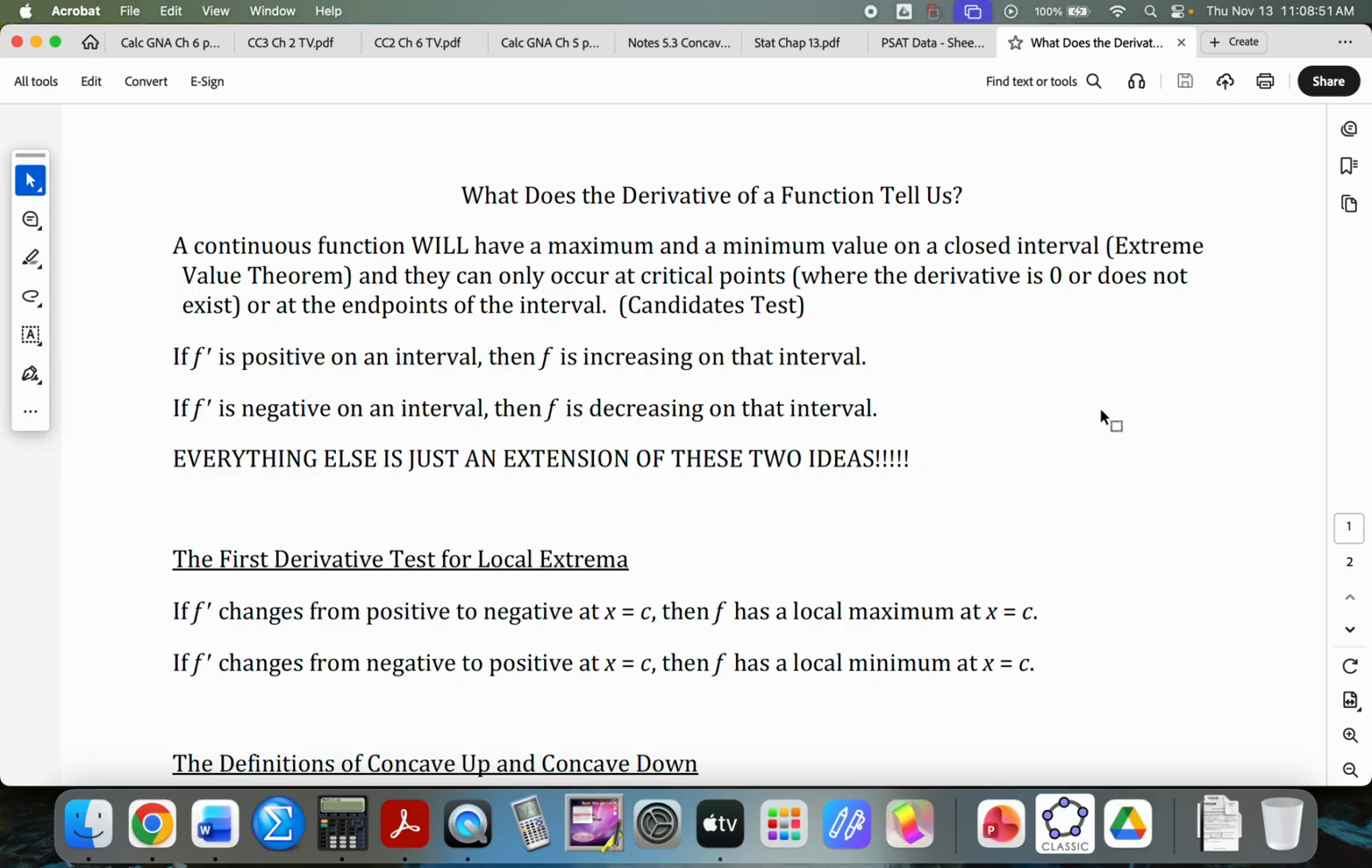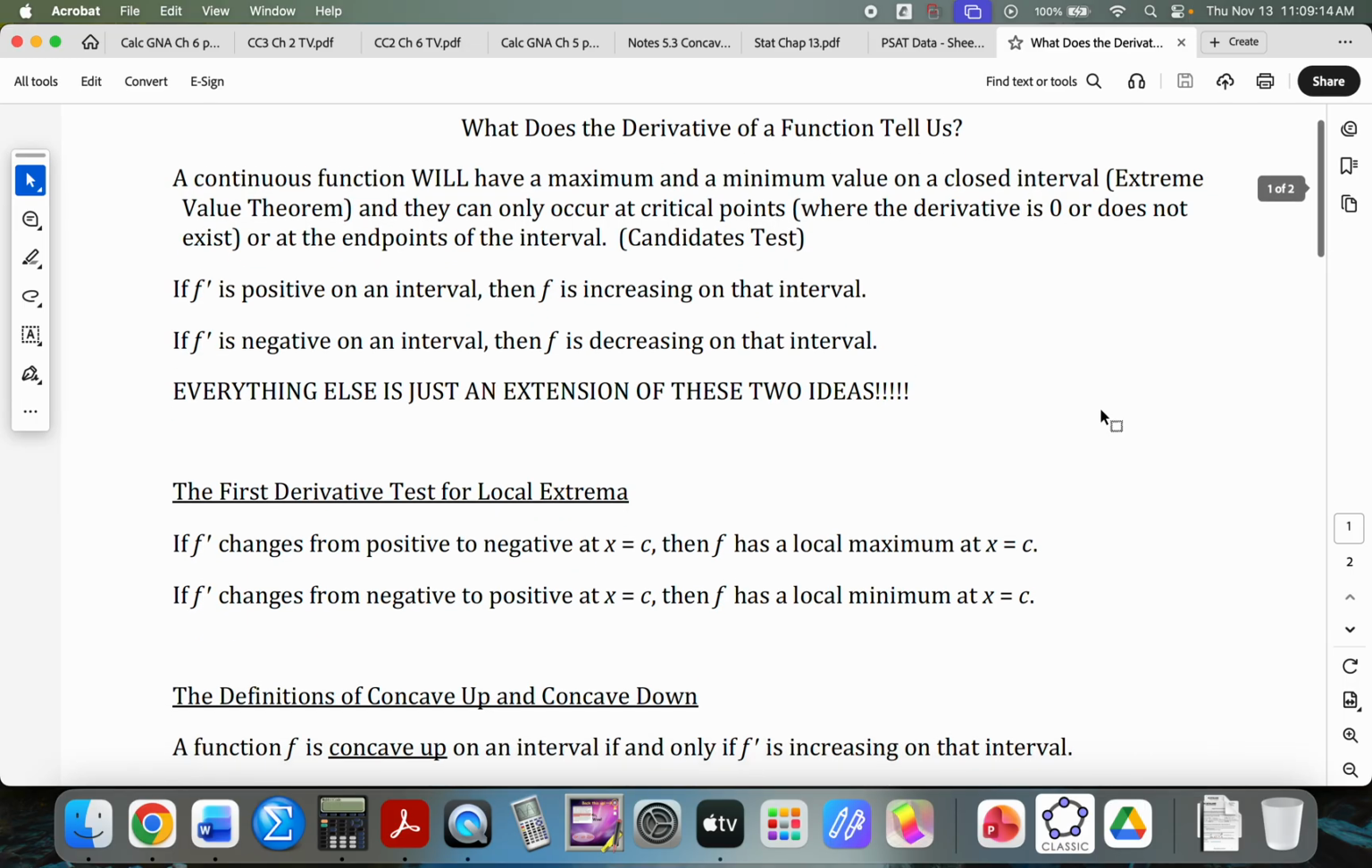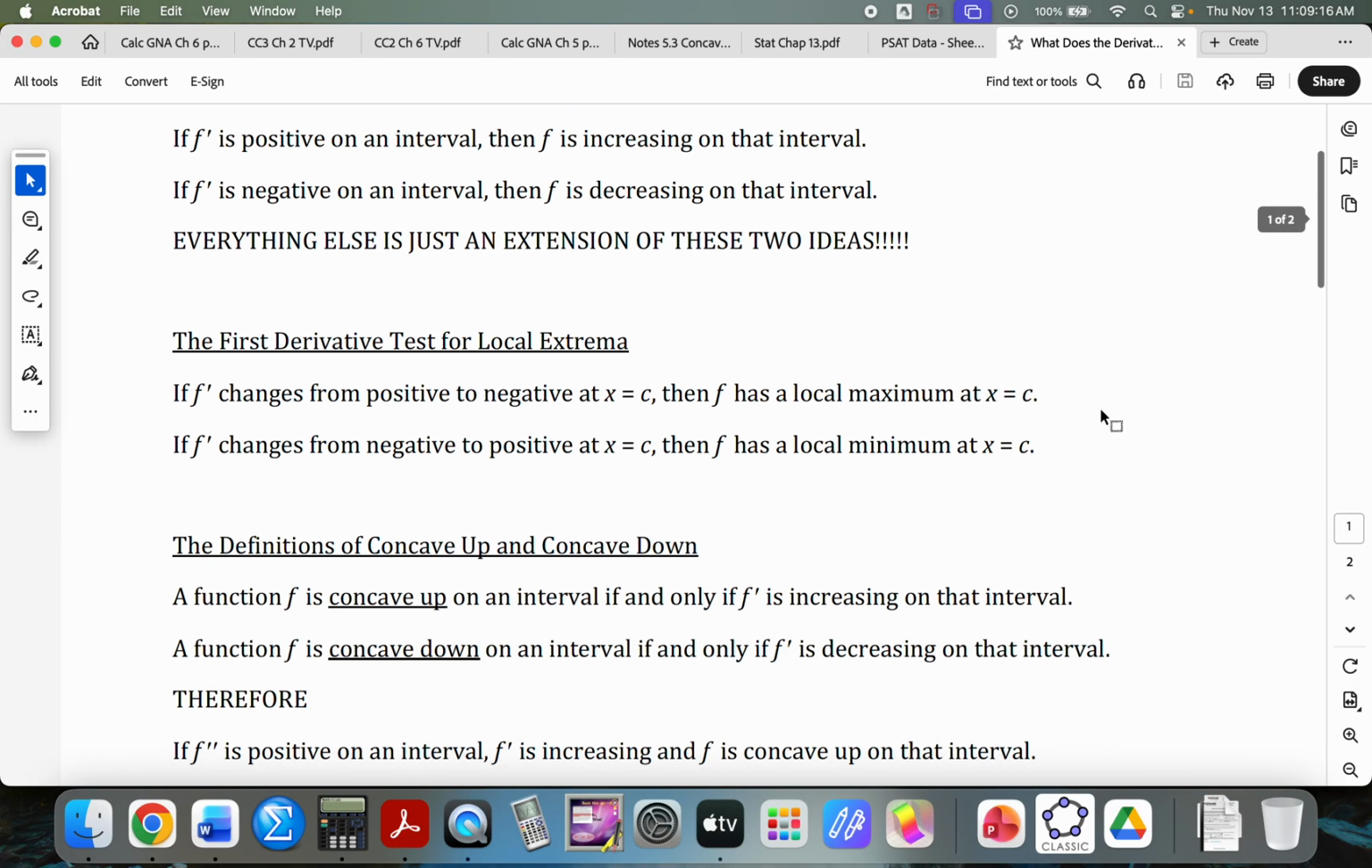So, first of all, a continuous function will have a maximum and a minimum value on a closed interval. That's the extreme value theorem. They can only occur at critical points, which is where the derivative is 0 or does not exist, or at endpoints of the interval. That's the candidates test. If f prime is positive on an interval, then f is increasing on that interval. If f prime is negative on an interval, then f is decreasing on that interval. Everything else is an extension of that idea.